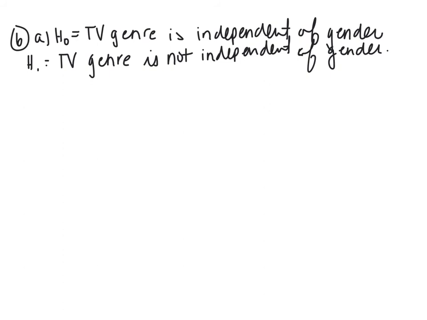So number 6, again, is chi-squared. Part A wants us to write down our null and alternative hypotheses. So our null hypothesis is that TV genre is independent of gender. The alternative hypothesis is that TV genre is not independent of gender, or is dependent on gender.